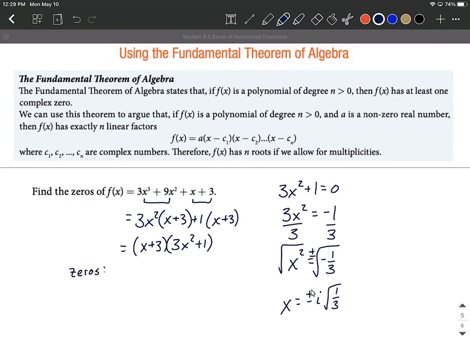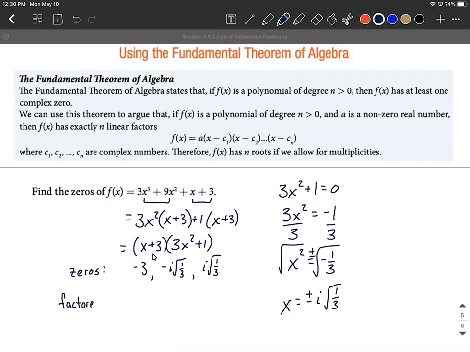Off to the side, we just calculated these 2 to be zeros. So I'm going to go ahead and say that's negative i square root of 1/3 and positive i square root of 1/3. And then from this other factor, hopefully we're comfortable with picking out that if I plugged in a negative 3, plus 3 would make this 0. So negative 3 is going to be our third zero for this polynomial. The last thing we want to do is completely factor this.